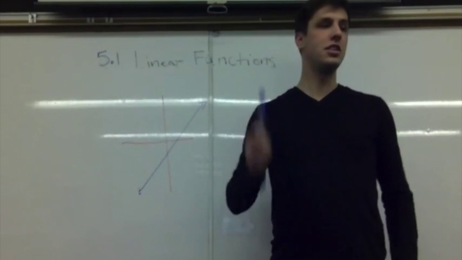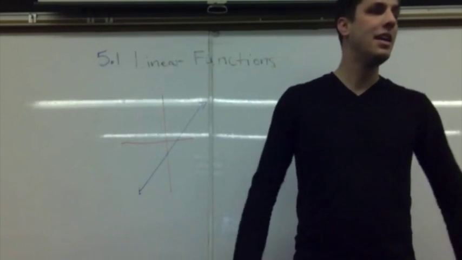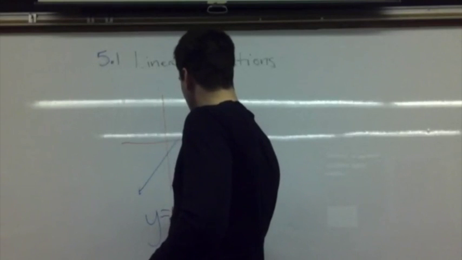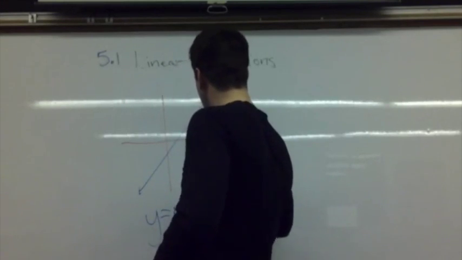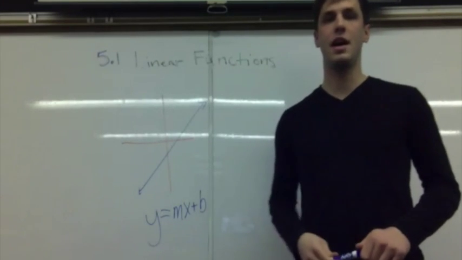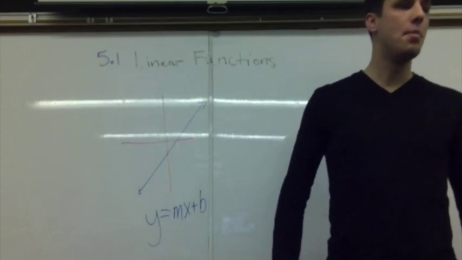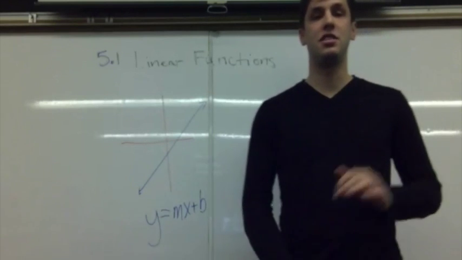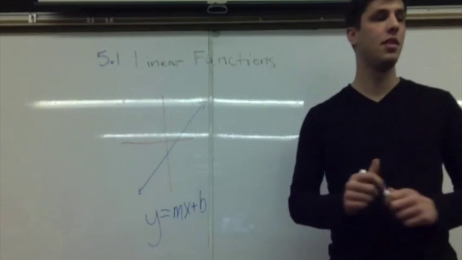So a linear function is one that creates a straight line, and we know it by its form, y equals mx plus b. Okay, so for your definition, you should write both of these, y equals mx plus b, and a function that creates a straight line on a graph.